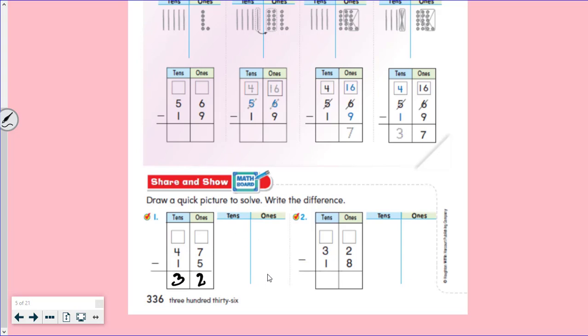Now let's draw a quick picture. So make sure you draw your quick picture over here. I've had a couple of you that aren't drawing your quick picture. You got to draw the quick picture. So the picture of this would be 47. And then we're going to take away 5. So may as well do the 5 right here. And then we're going to take away 1 ten. So we'll take away that one right there. So that leaves 3 tens and 2 ones, which is what we got right here. So we're going to do the same thing over here. So 32.